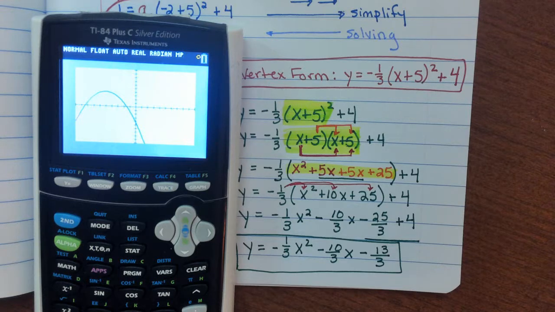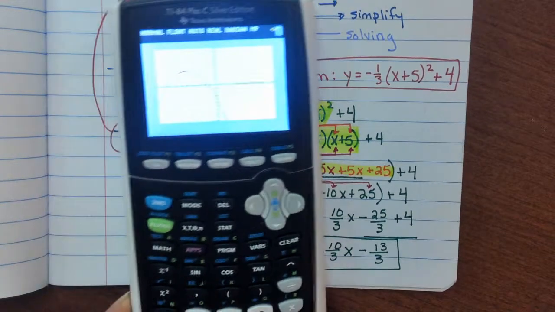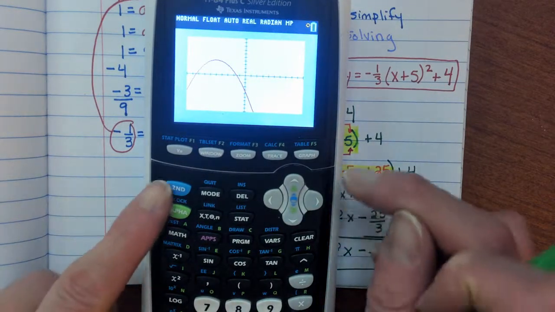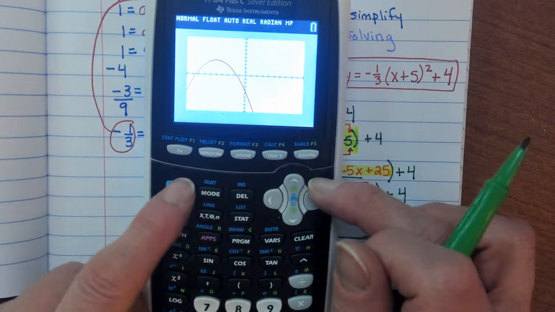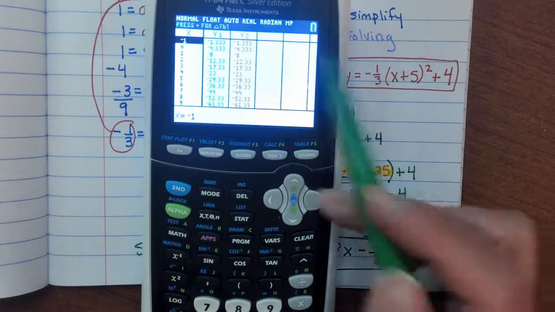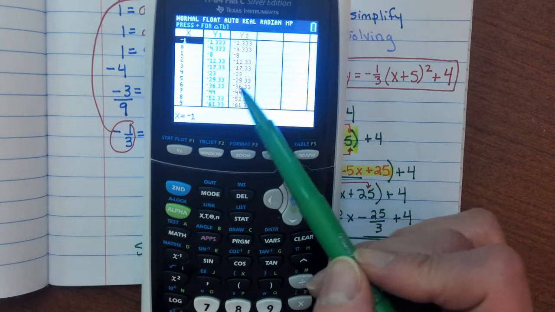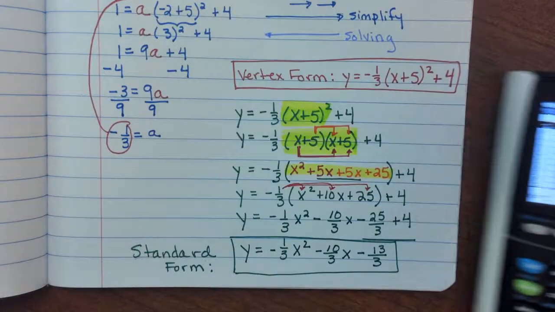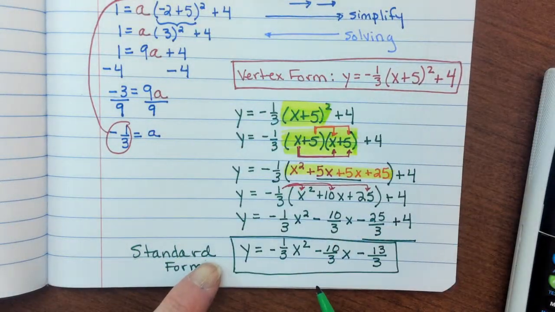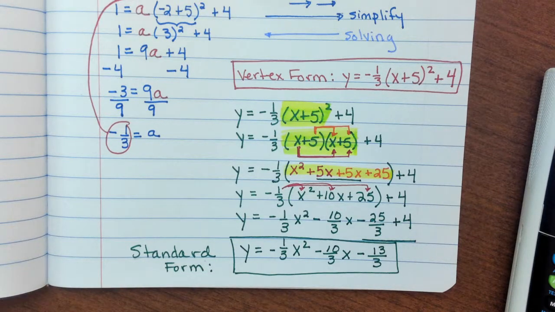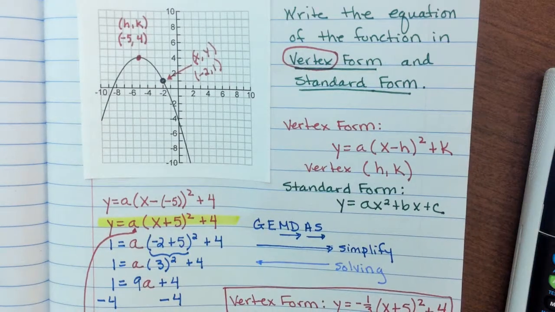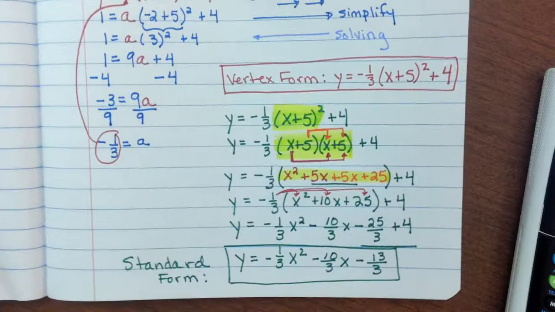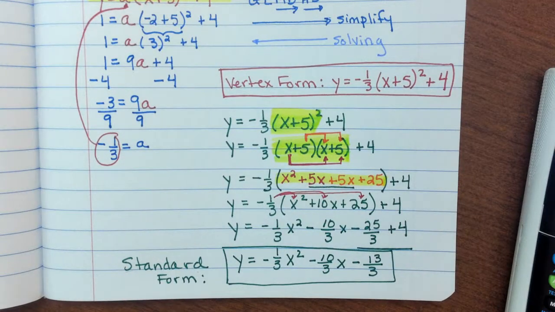So the first one came in, and you can see that that second one is coming right on top of it. Another way to double check is to go to our tables; our y's should be exactly the same. So if I go to second table, you can see that my y values are exactly the same, which means that I did this correctly. These are exactly the same. So you have just taken information from a graph, and you are able to write the equation both in vertex form and standard form.